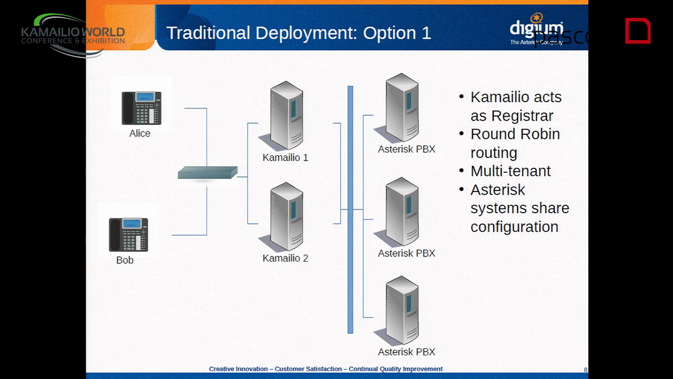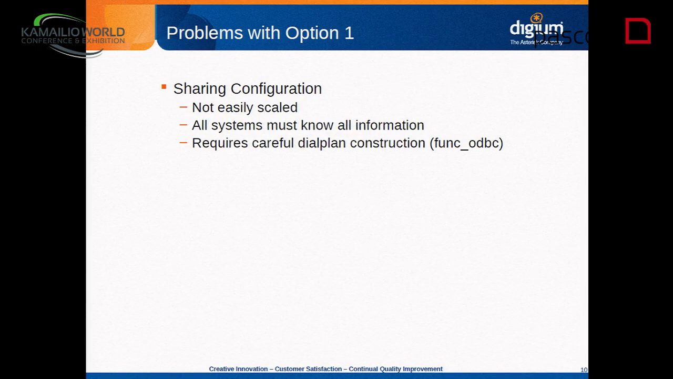If I'm doing that, and I'm multi-tenant, and I've got multiple customers on my platform, all my Asterisk systems are probably going to share their configuration, because I can't predict necessarily where Kamailio is going to send a particular customer's call onto which Asterisk instance. That's a problem. Because when you're sharing configuration between Asterisk instances, now you can no longer easily scale it. All systems have to know all the same information, which means that anytime I have to update any customer's information on an Asterisk instance, I have to go touch all my Asterisk instances, and more downtime, more maintenance, all the other kinds of things.